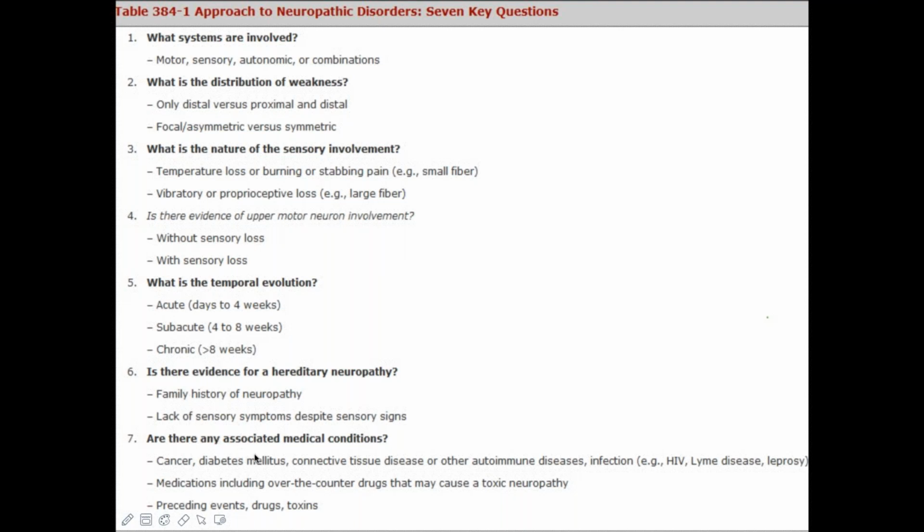And are there any associated medical conditions? Now, this is very important. Diabetes, connective tissue disorders, HIV, medications that people nowadays take even from the chemist. I told you, overdose of all medicines now. And preceding events, drugs or toxins. So these will form a history, a key component of your diagnosis.